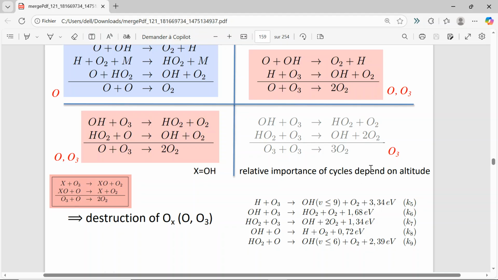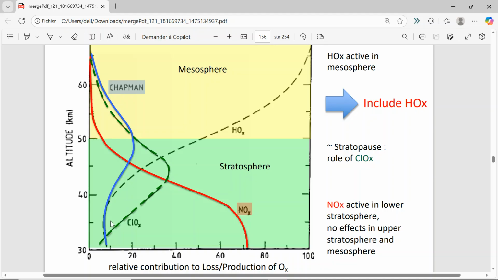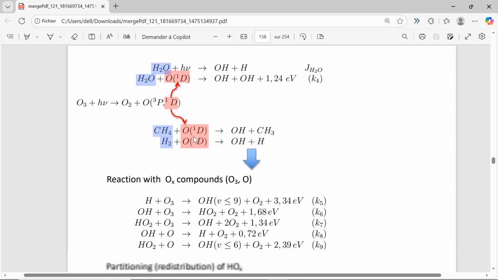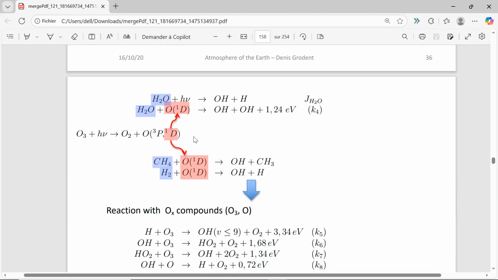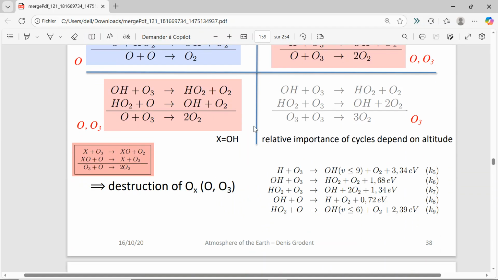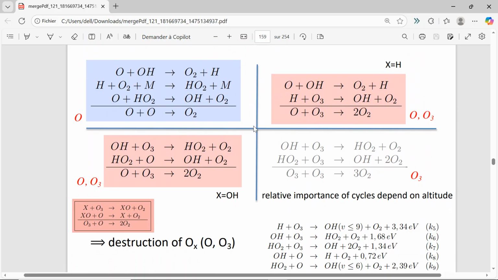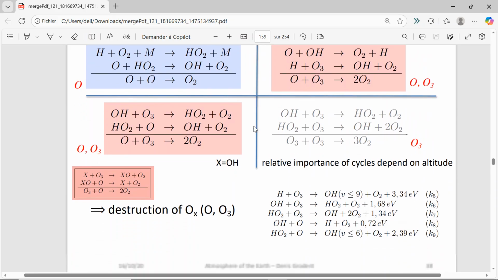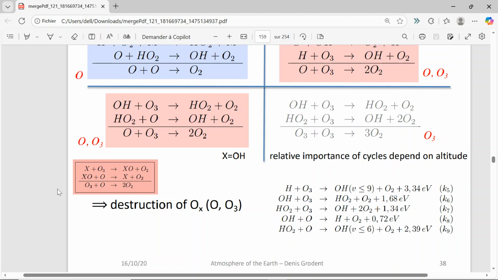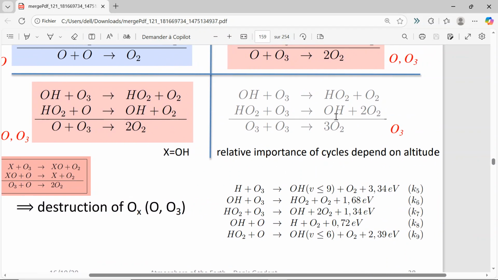The relative importance of the cycles depends on the altitude, and as we say, the presence of OH, HO is majority in the mesosphere. So this is where those processes are very efficient. Production of OH needs a lot of atomic oxygen, which is available at higher altitude. We see that here we destroy ozone.